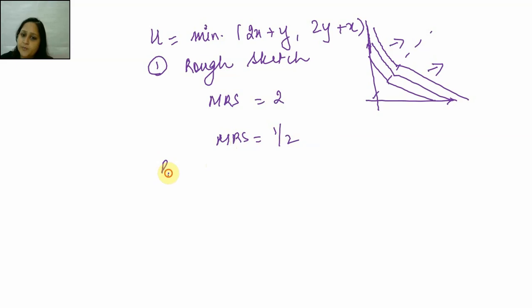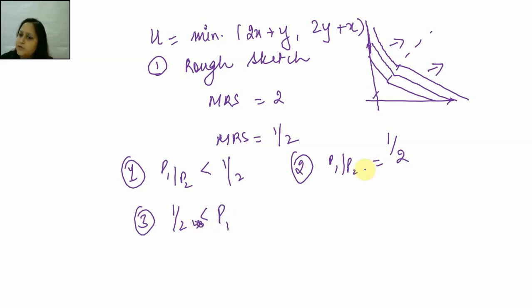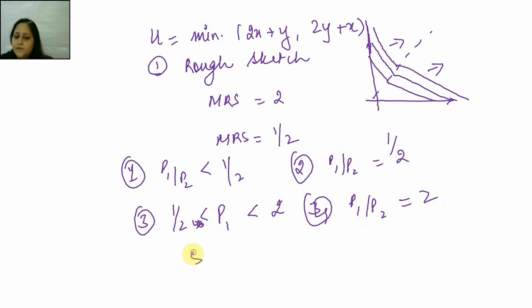So now I will have a price ratio which is less than 1 by 2, case number 1. Second is price ratio equal to 1 by 2, sorry, 1 by 2 की बात कर रहे हैं. Third is the price ratio which is between 1 by 2 and not equal to, because equal to मैं यहाँ पे cover कर चुके हैं, and less than 2. Then fourth is price ratio equal to 2. Fifth is price ratio greater than 2. ये हमारे पास 5 cases हैं. Let's take them one by one.